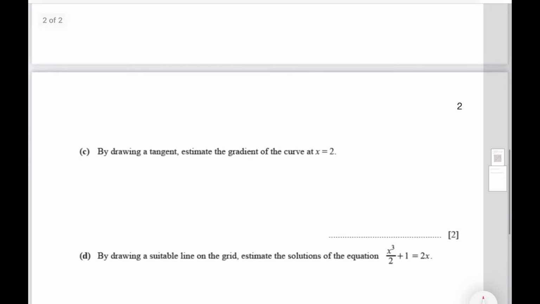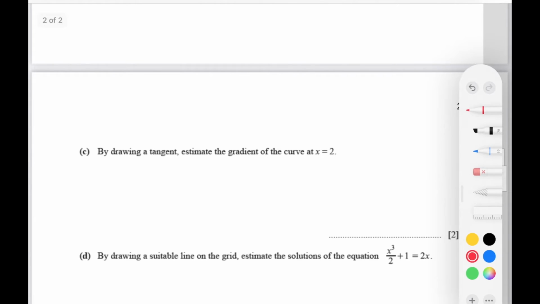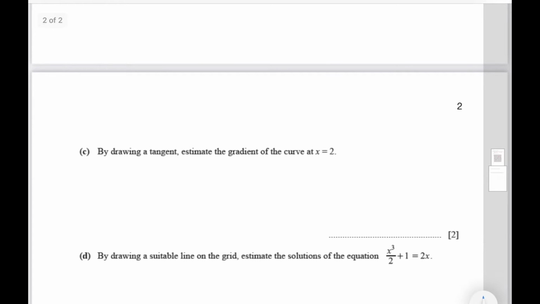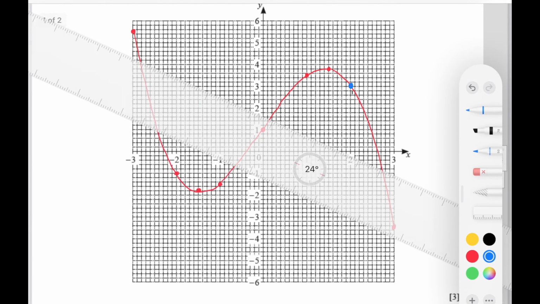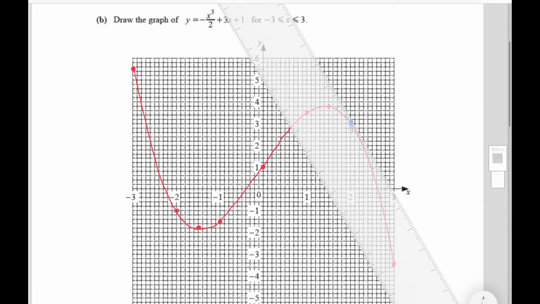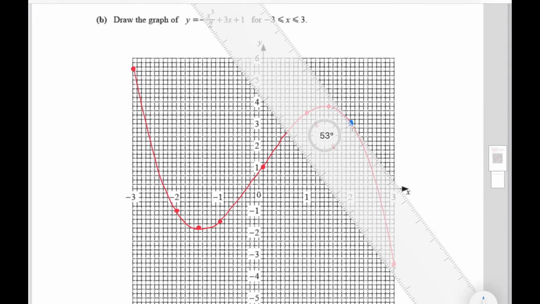Let's move on. The next part says, by drawing a tangent, estimate the gradient of the curve at x equals 2. So let's do this in color blue. At x equals 2, which means we have to draw a tangent at this point. So let's try to draw the best possible tangent which touches only one point. It is going to be like this.